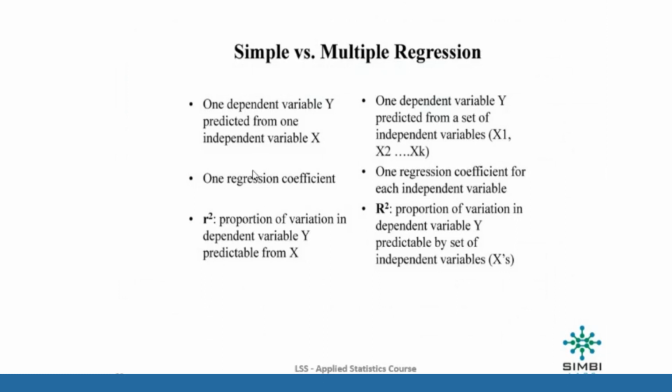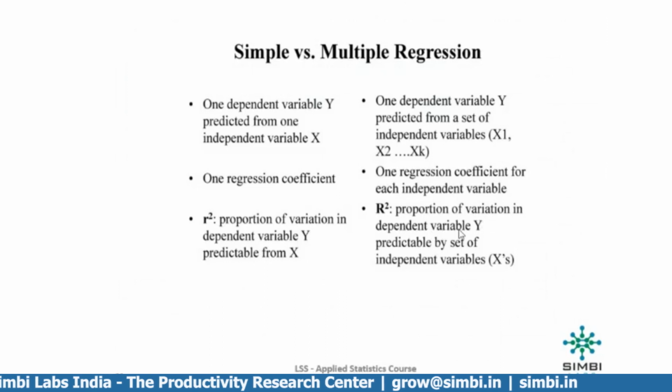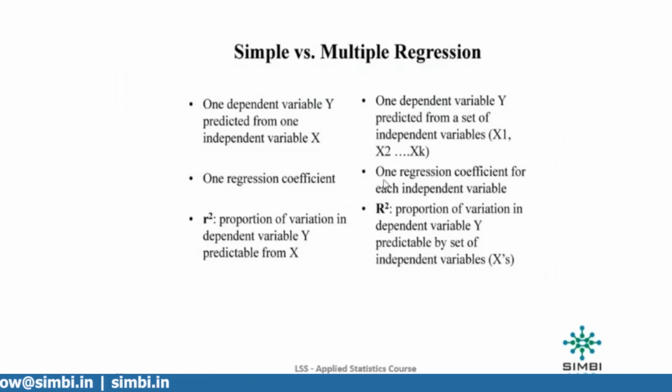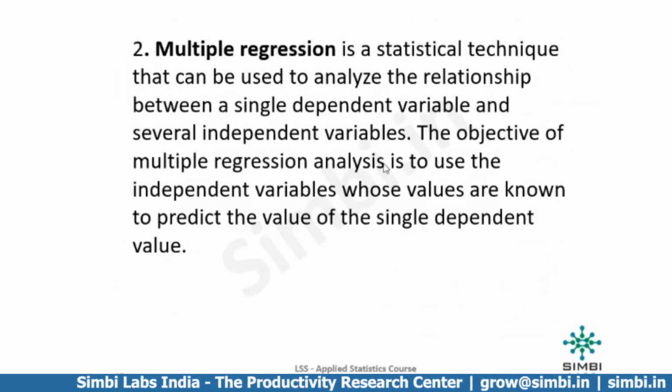And in simple linear regression, R square is the proportion of variation in dependent variable y predictable from x. In multiple regression, it is the proportion of variation in dependent variable y predictable by the set of independent variables. So these three points are the main differences we can follow between simple and multiple linear regression. So we are clear about what is what in simple linear and multiple linear regression.